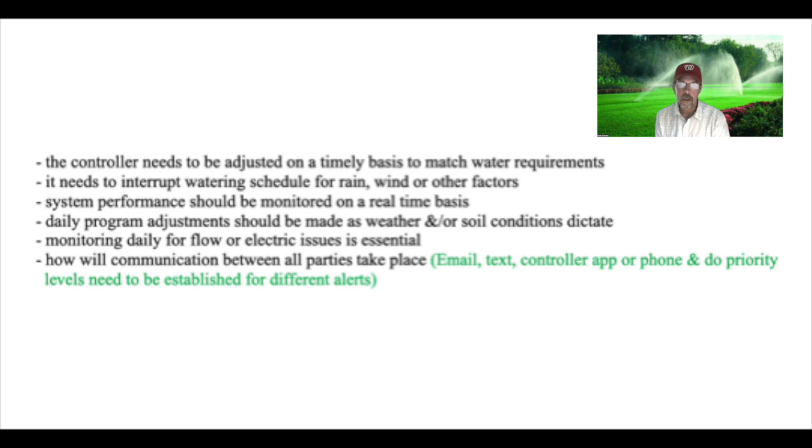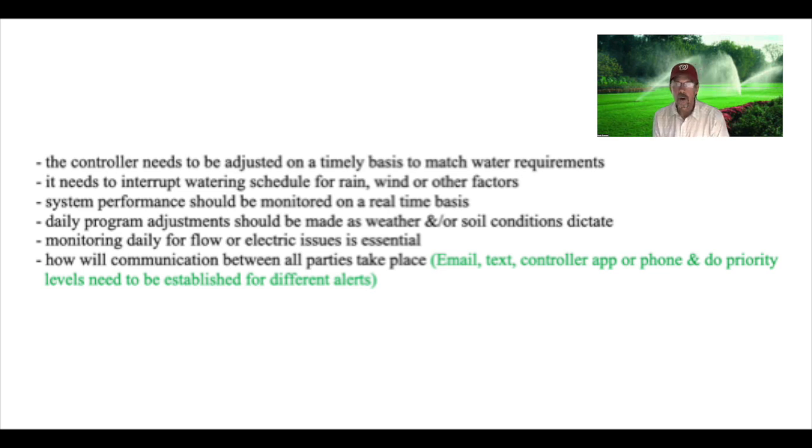Ongoing management. After initial programming, all systems need adjustment to track with actual demand. How are real-time program adjustments made and real-time flow and electrical problems reported? Who is going to provide this function? The controller needs to be adjusted on a timely basis to match water requirements. It needs to interrupt watering schedules for rain, wind, or other factors. System performance should be monitored on a real-time basis. Daily program adjustments should be made as weather and/or soil conditions dictate.